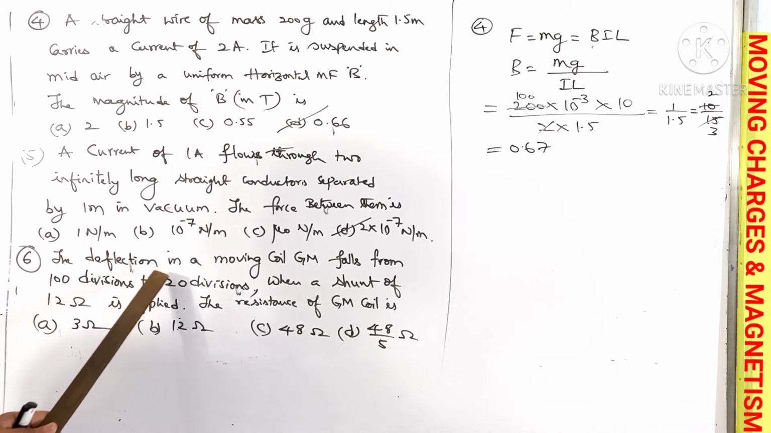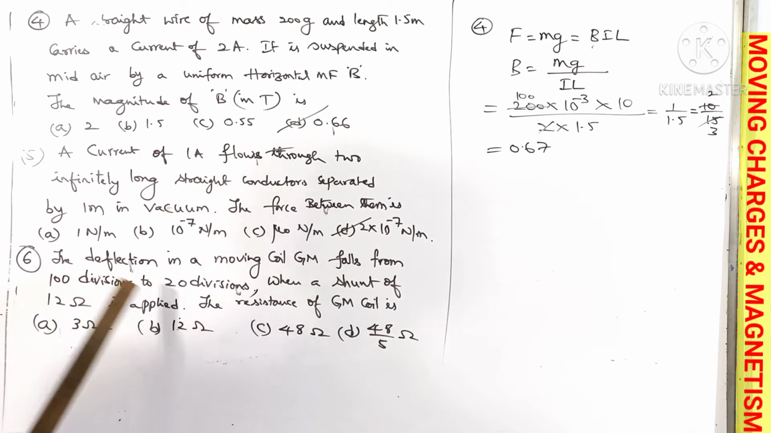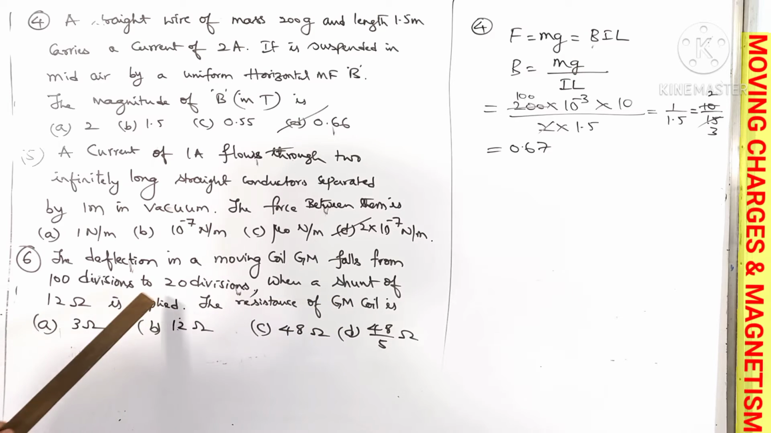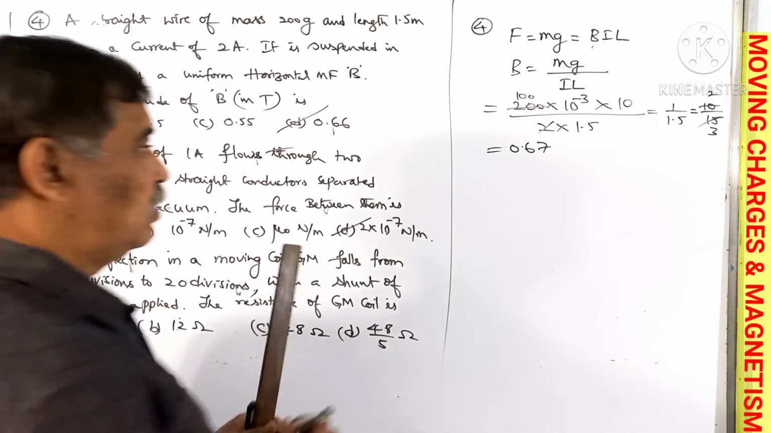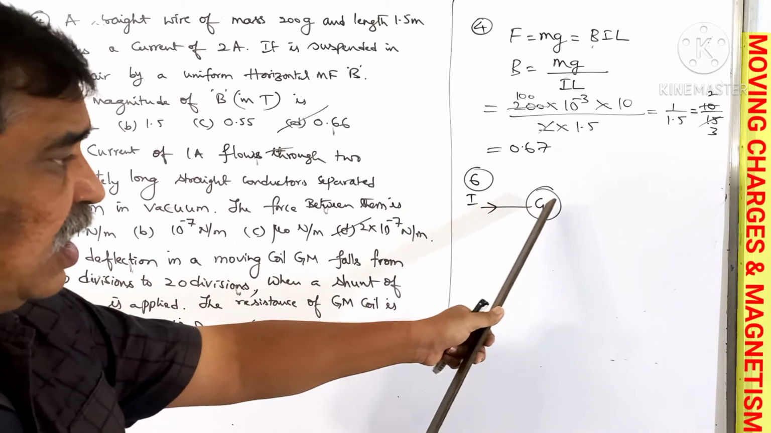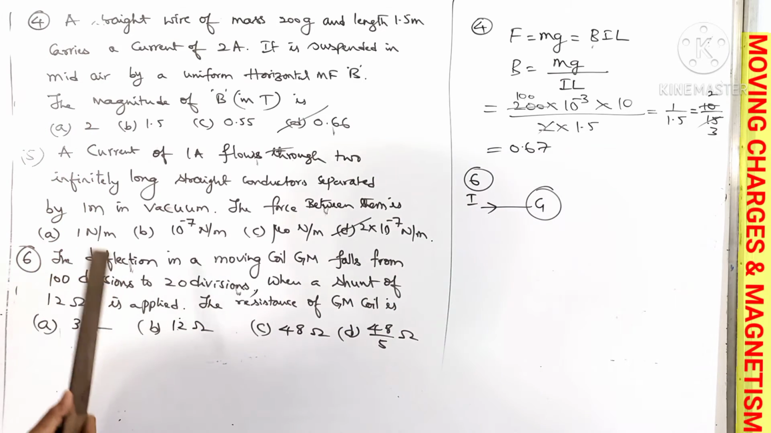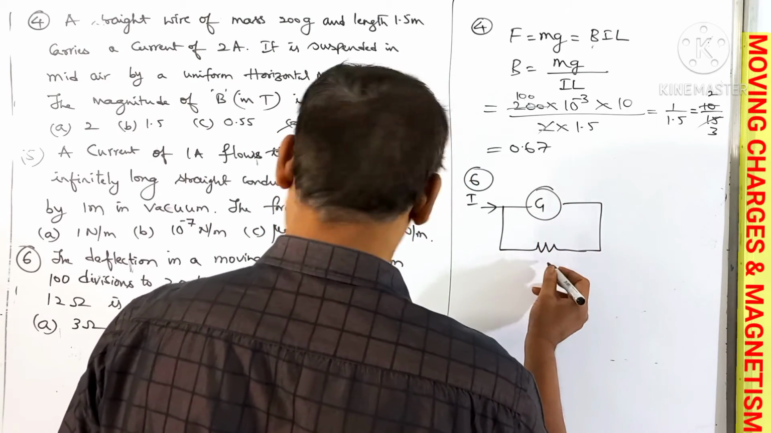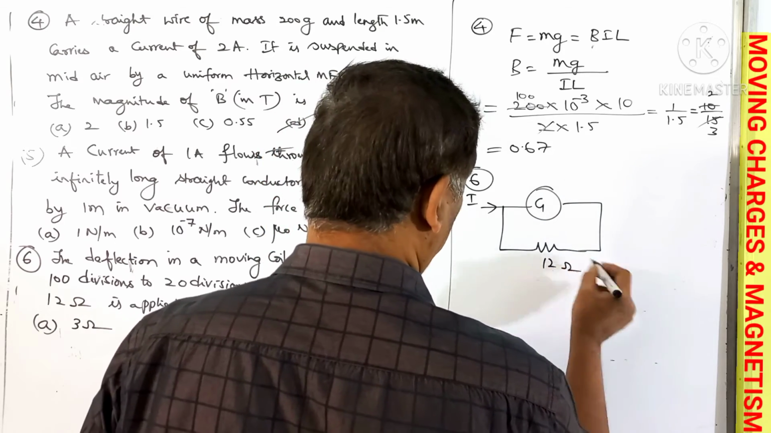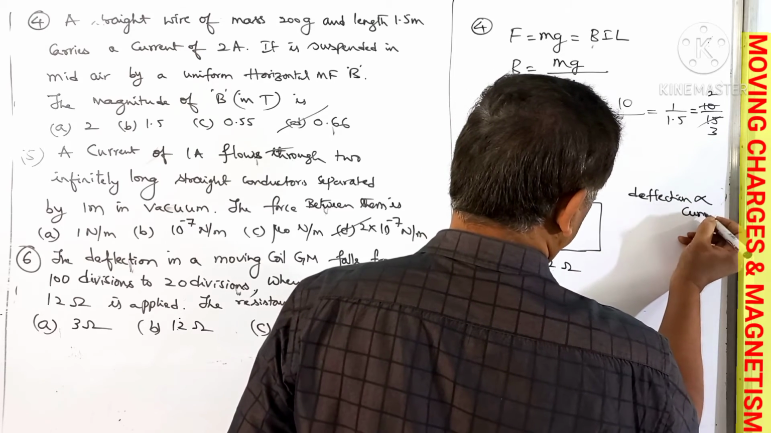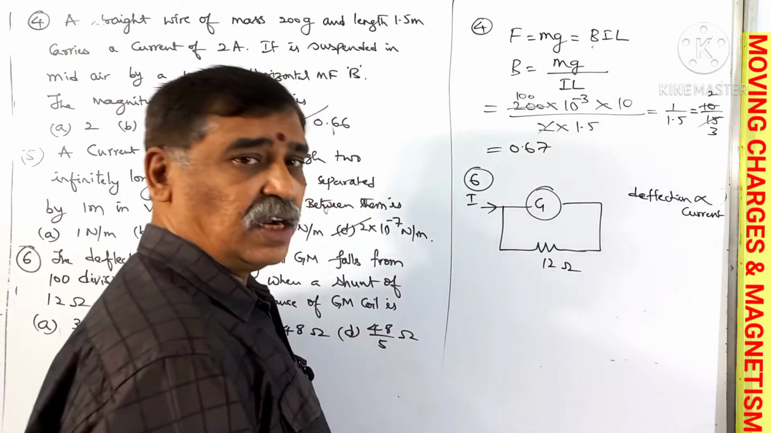Next question is: the deflection in a moving coil galvanometer falls from 100 divisions to 20 divisions when a shunt of 12 ohm is applied. The resistance of the galvanometer coil is? So here the shunt is a low resistance connected in parallel with the galvanometer. We are given a galvanometer. When there is a current of I flowing through the galvanometer, the deflection is 100. But when you connect a low resistance, the so-called shunt, this shunt resistance is given as 12 ohm. Deflection theta is directly proportional to current. Larger the current, greater is the deflection.